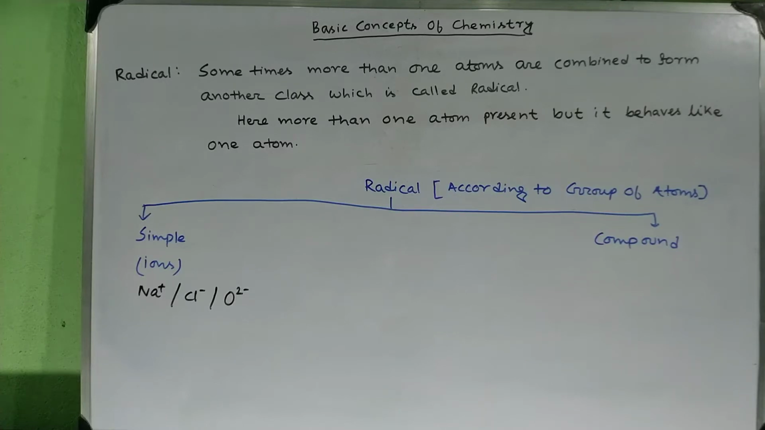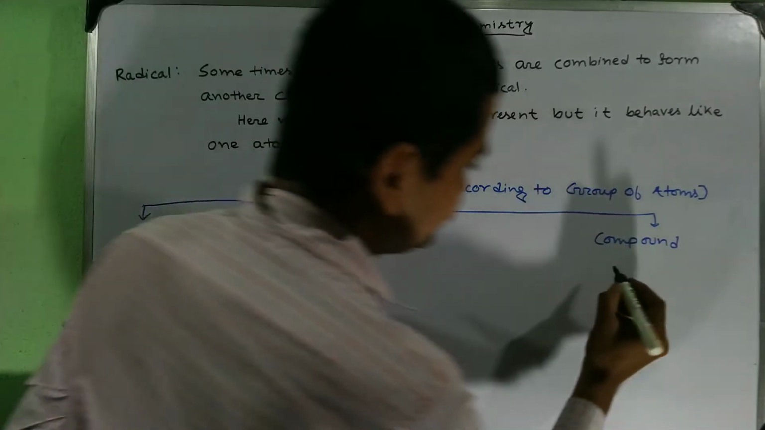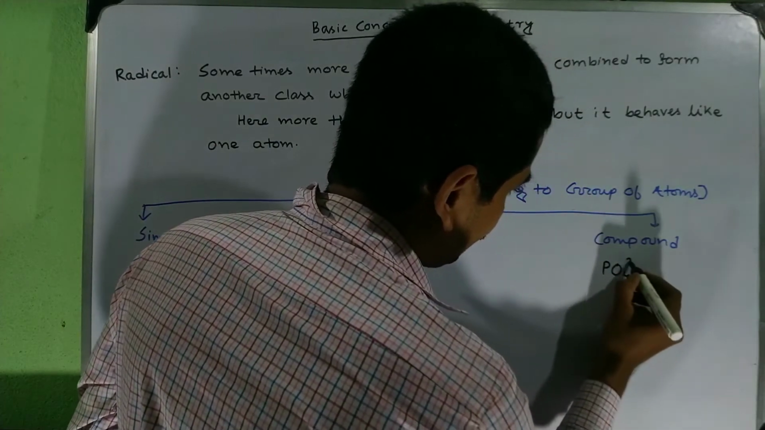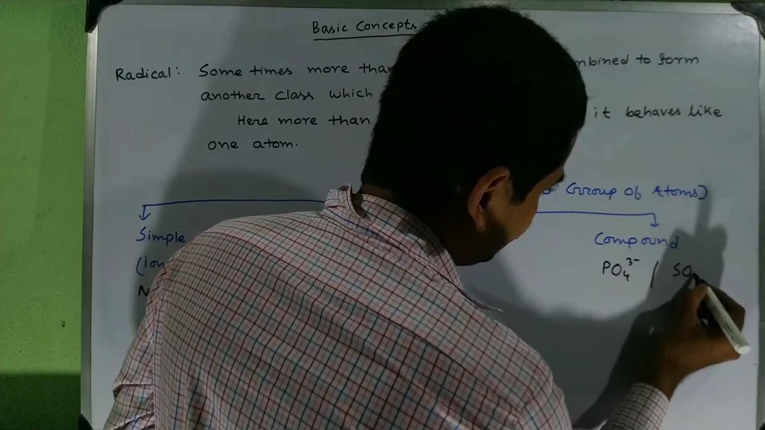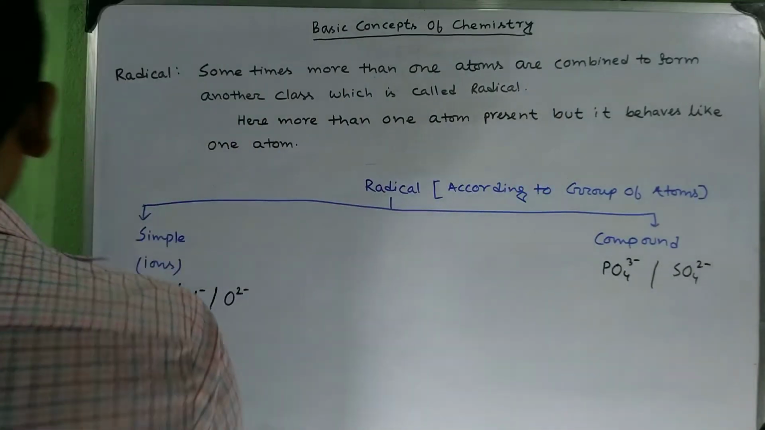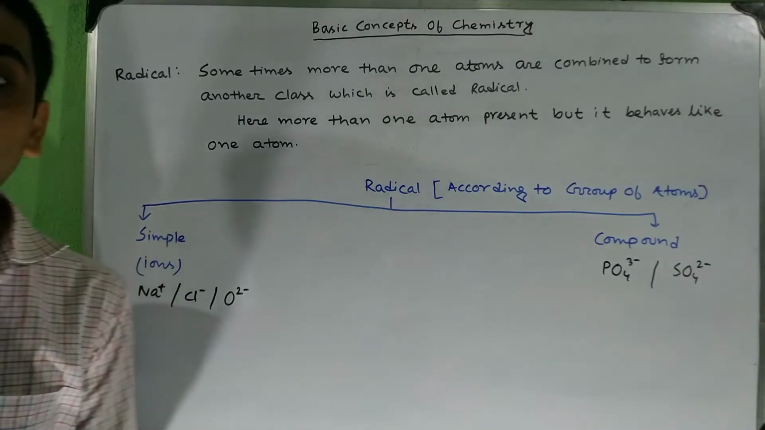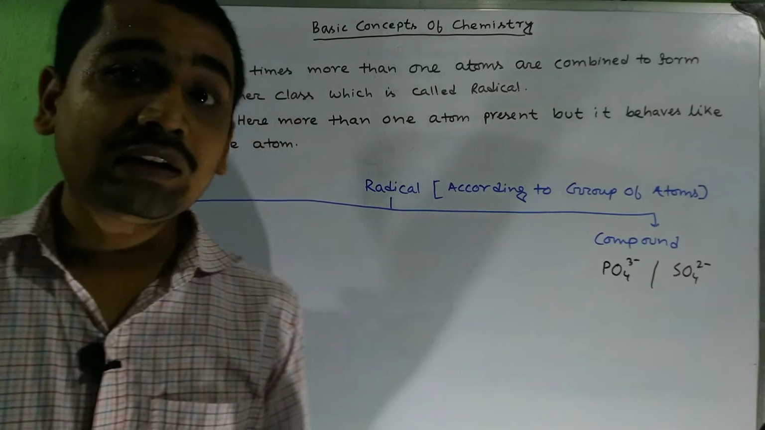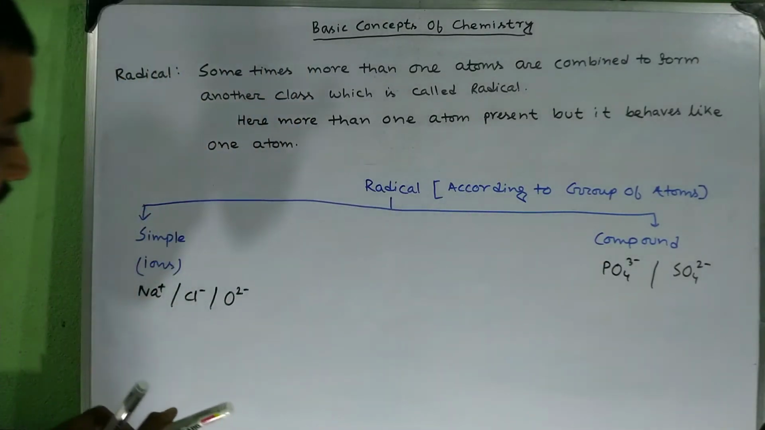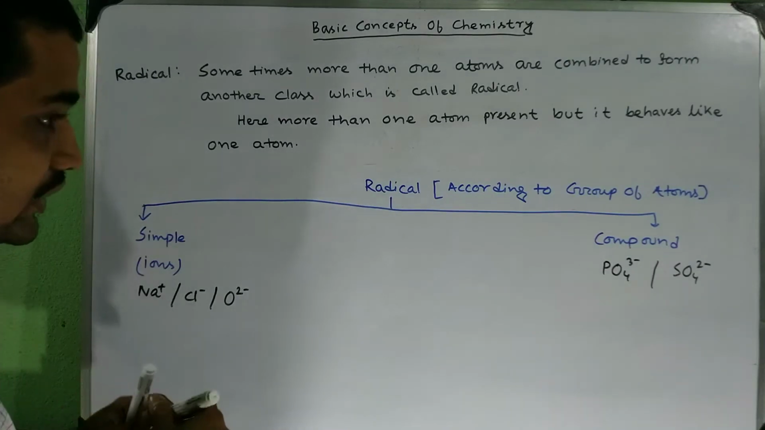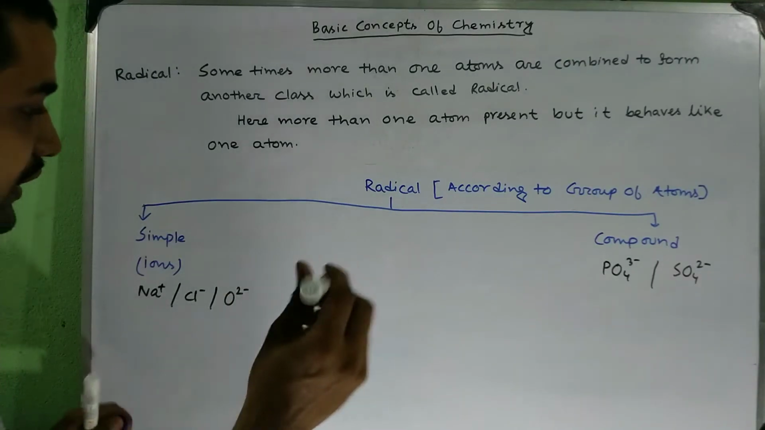And the compound type is phosphate, sulfate. They are the compound type of radical. Now, what is the representation of a radical? Writing its formula and putting its charge, equal to its valency, on the right hand top. In the previous class I discussed what valency is. Here the valency is the charge of that particular radical.